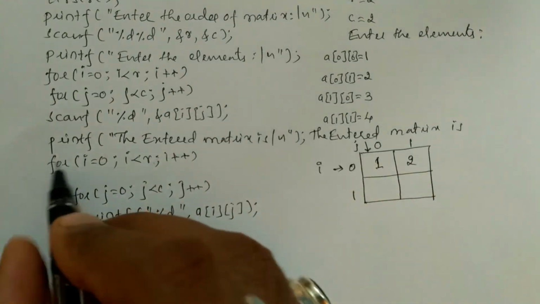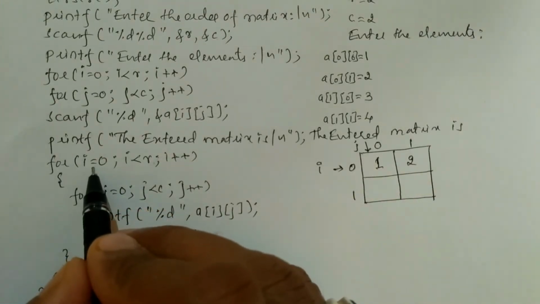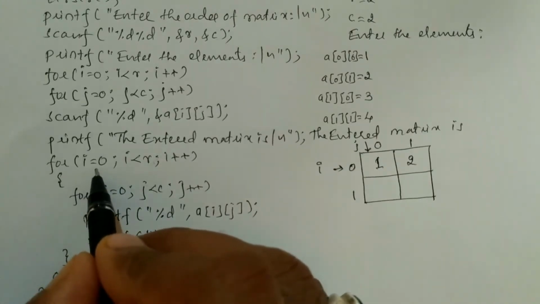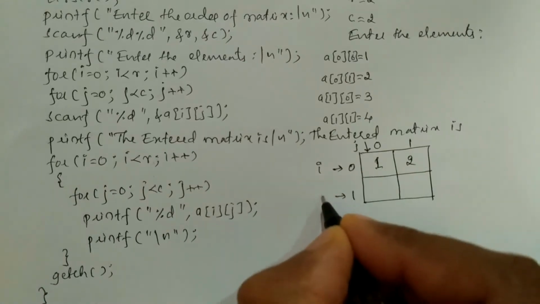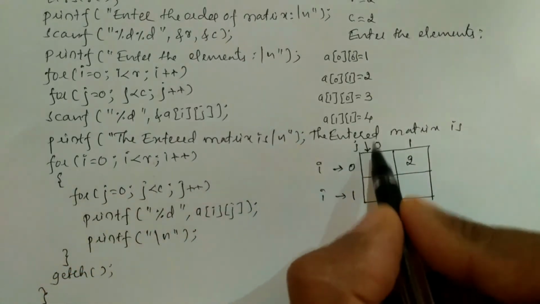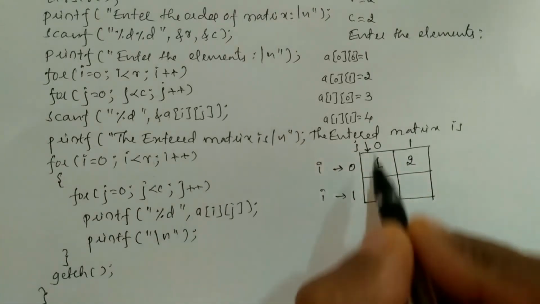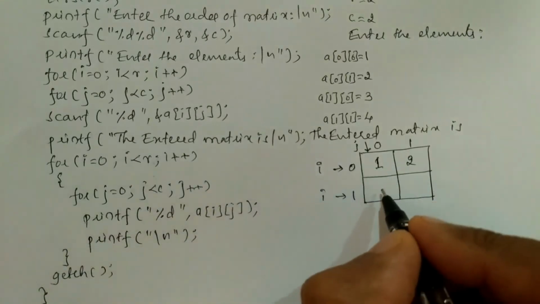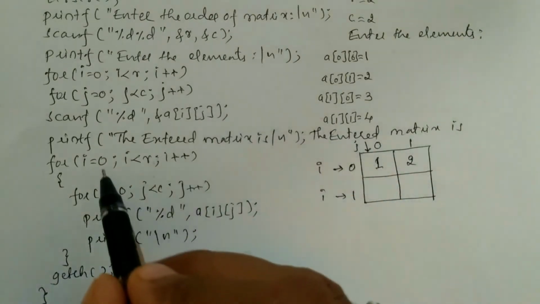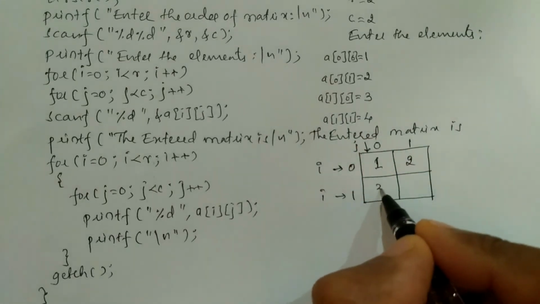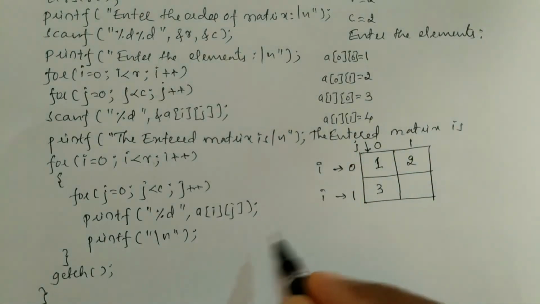Then control transfers to outer for loop by incrementing the value of I by 1. I was 0. Now I is 1. Okay. So I is pointing to 1. J is 0. So j is pointing to 0. So I is 1. J is 0. Printf. So here in this particular block, I is 1, j is 0. I is 1, j is 0, consisting of 3. So it will be stored in this particular block.